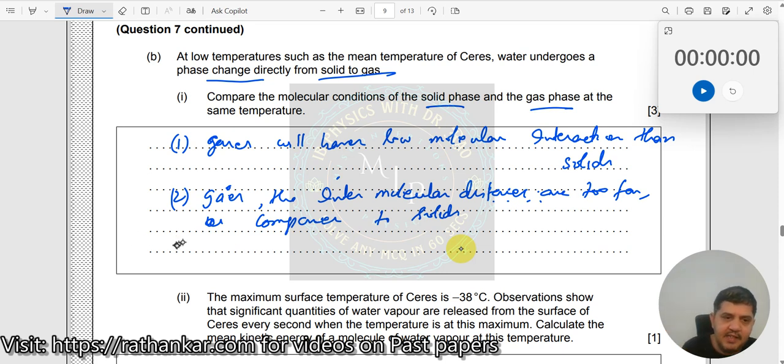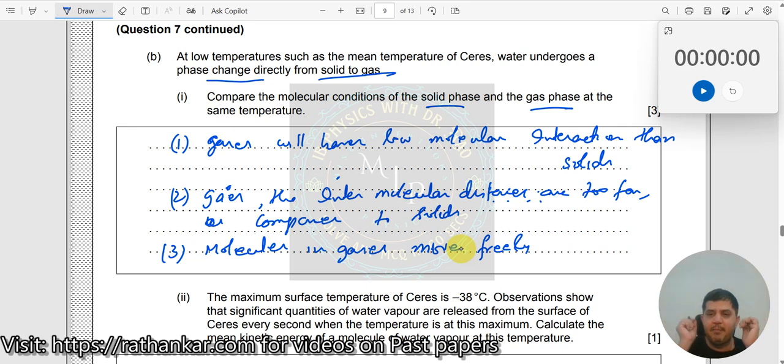Then the second point is that in gases, molecules move freely, right? They are not bound by any bonds over there, they can start moving as compared to solids. Okay, everywhere you have to mention this, because you are comparing between these two, given 3 conditions, so therefore everything is fine. Okay, so you will completely get full marks for it.